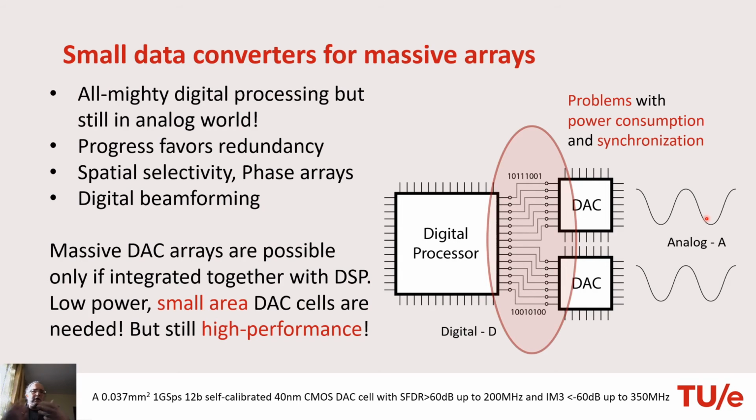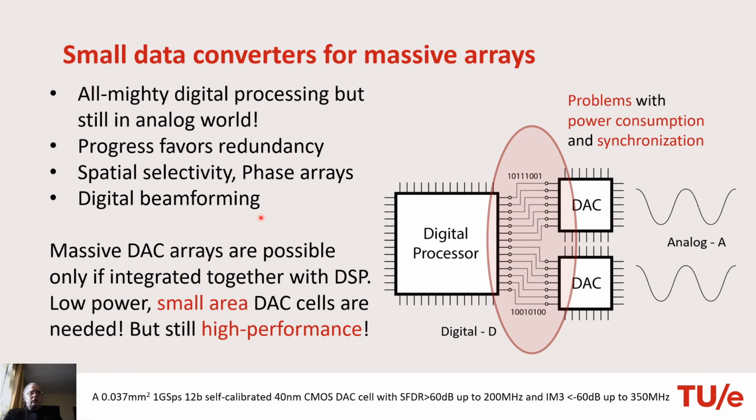And more comes with redundancy. And luckily the progress favors redundancy. For example, spatial selectivity in telecommunication. And spatial selectivity is something very much needed, for example, in 5G standards where phased arrays are needed. So 5G actually channels the information that is transmitted in a certain direction. And this is done by multiple antennas in a phased array.